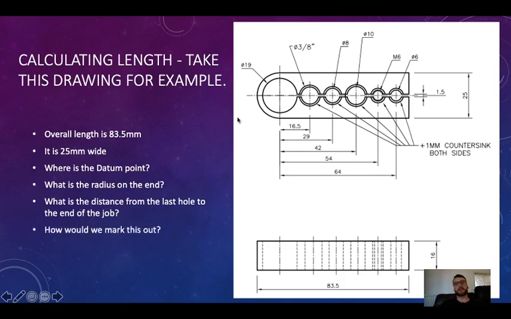So how do we mark this out? Well, what you'd do is set this as your datum edge, and mark your 12.5mm to your first hole here, where you would scribe using a set of dividers your 12.5mm radius and then your 19mm hole. Then from the edge again, you'd add 12.5 onto your 16.5 and mark this hole. You'd add your 12.5 onto your 29, mark this one, again add it to your 42, add it to your 54, add it to 64, mark all of them. And then you'd measure 83.5 and mark the end off.